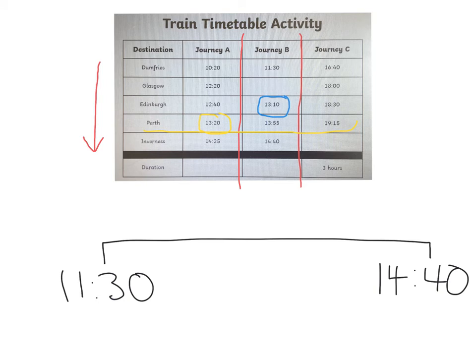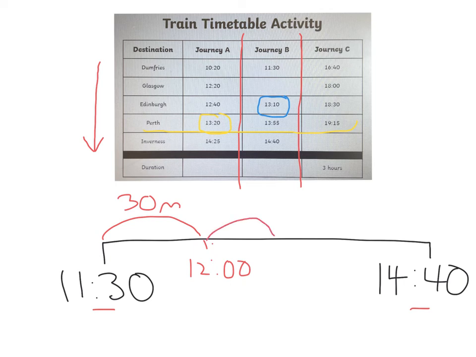And finally, another question you might be asked is, what is the full duration of journey B? So how long does the full journey take? Well, we know that the journey starts at Dumfries at 11:30 and it finishes at Inverness at 2:40, or 20 to 3. So it would be the same way we worked out our other duration of time question. Again, starting at 11:30, I might choose to do a hop of 30 minutes or half an hour to get me to the closest hour, which is 12.